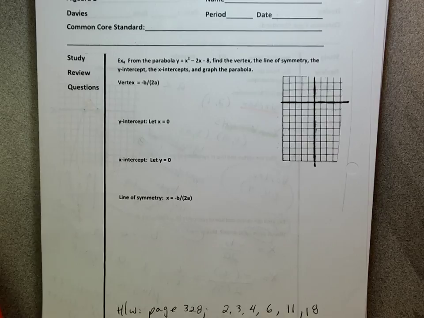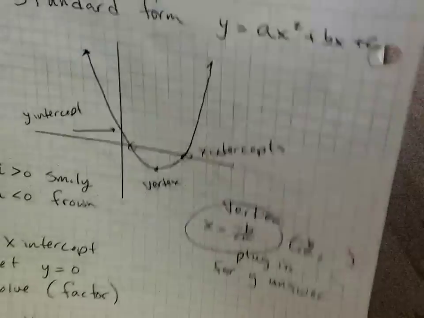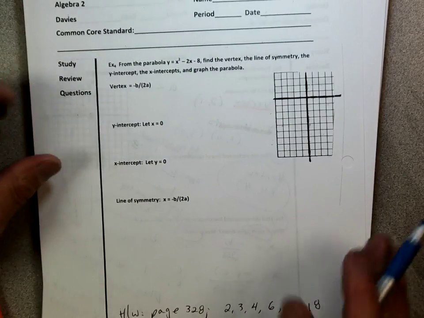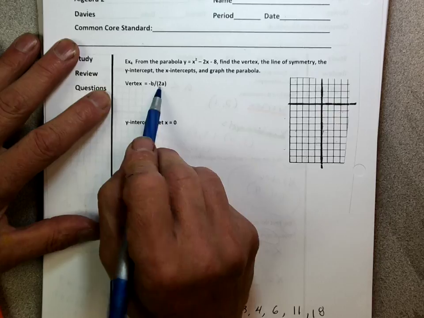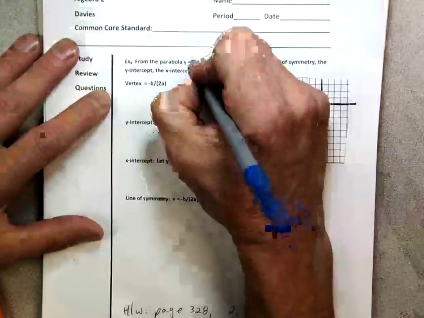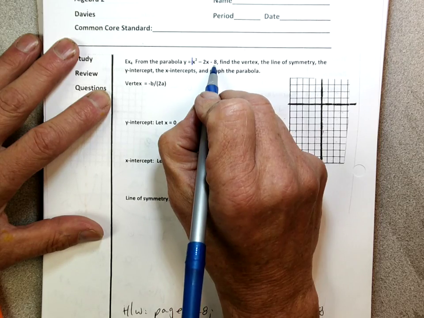So, all right, lucky you, I gave you these great little notes on how to do all this stuff. That helps. So first of all, let's find the vertex. So the vertex we can find by negative b over 2a. So a is 1, b is negative 2, and c is negative 8, right?